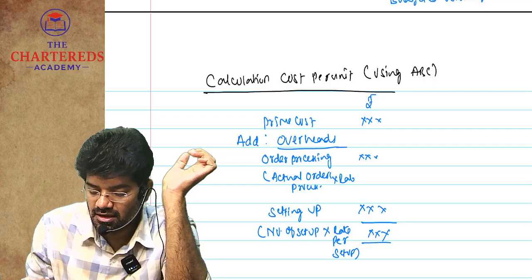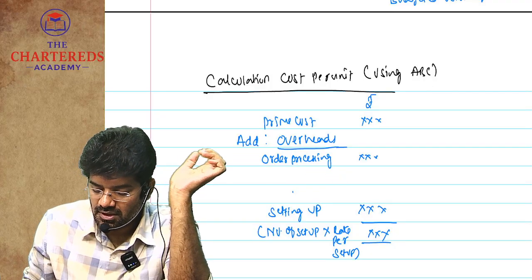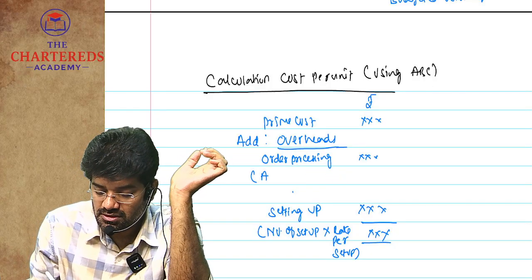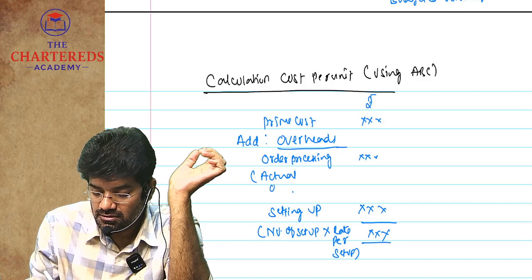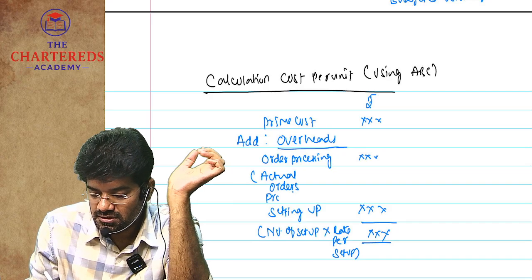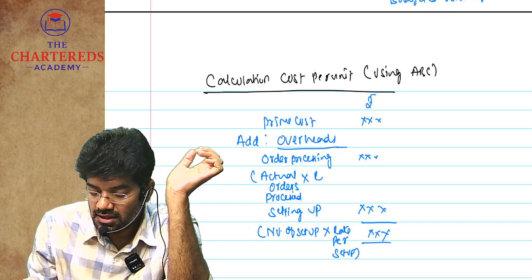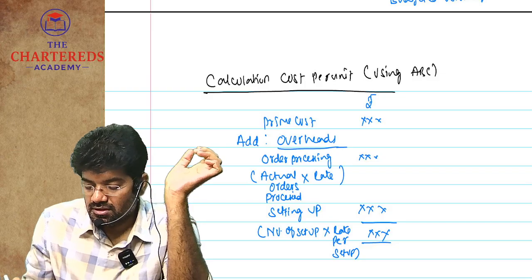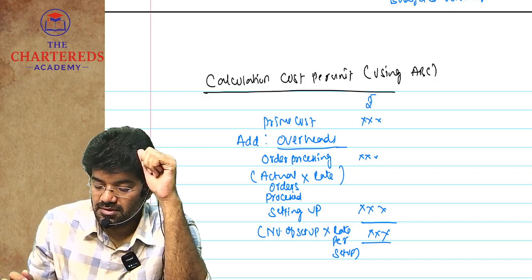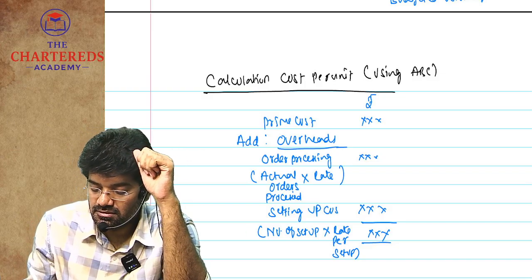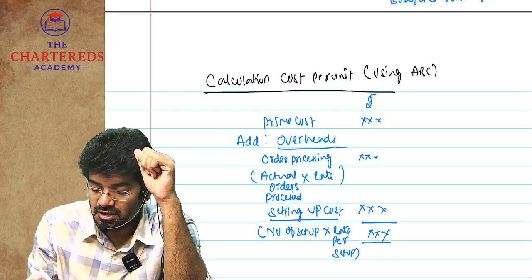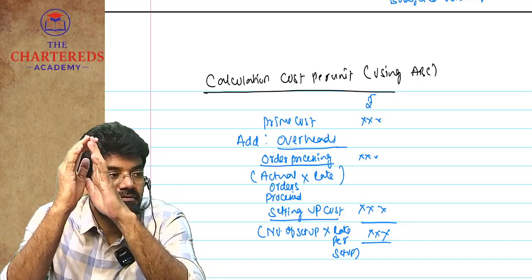The order processing came as some bracket. Actual orders processed for that product into the rate according to step number 5. Setting up cost. This is an activity. Order processing is an activity.